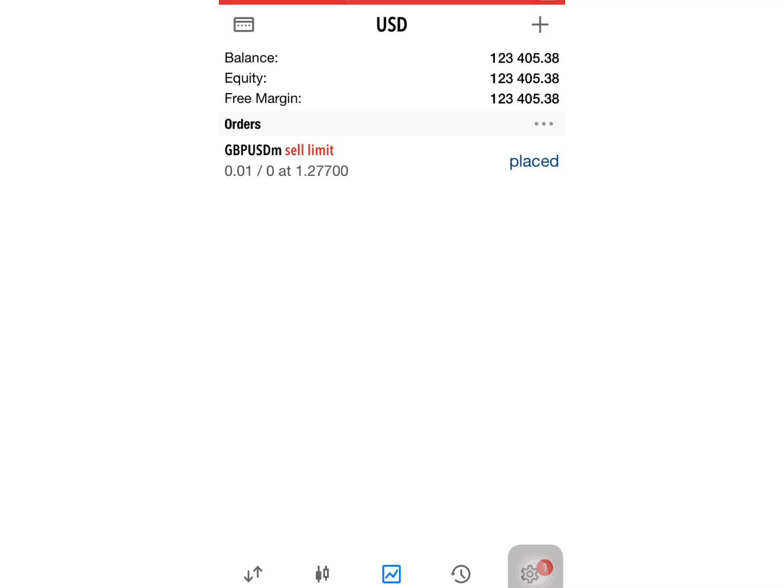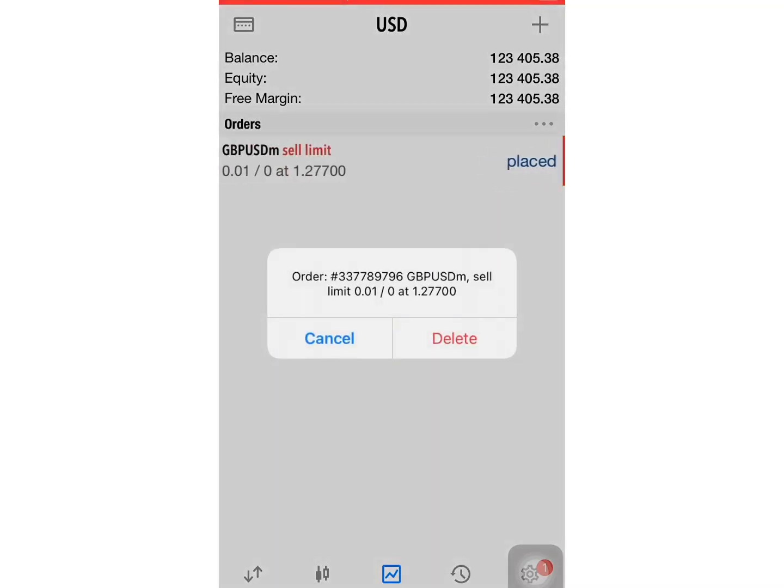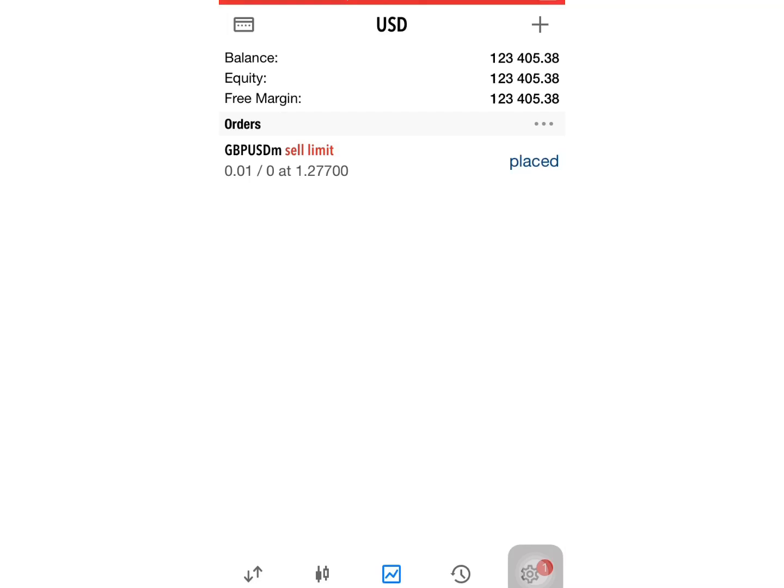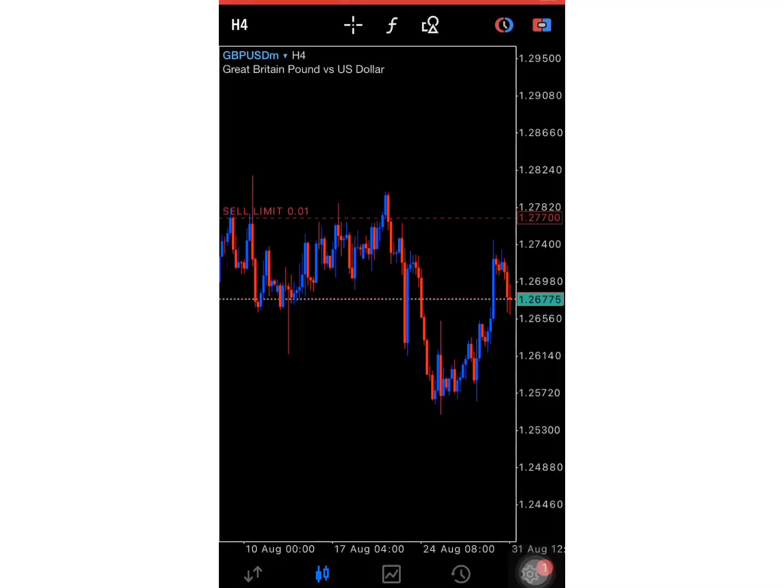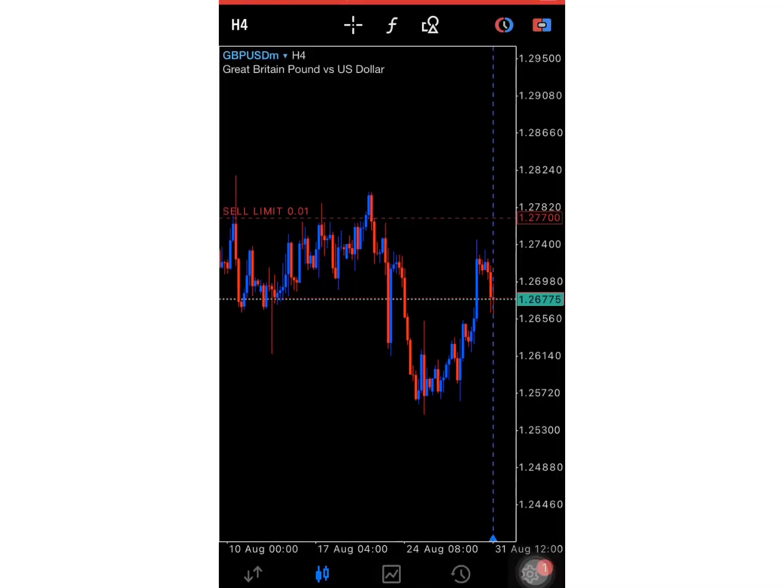So as you can see, GBP USD sell limit right here, right? I place the order. I can actually cancel this order if I wish. Delete the order, it will not trigger. I can leave the order as long as I want, right? So anytime, any day the price gets to this place, the order will just trigger.